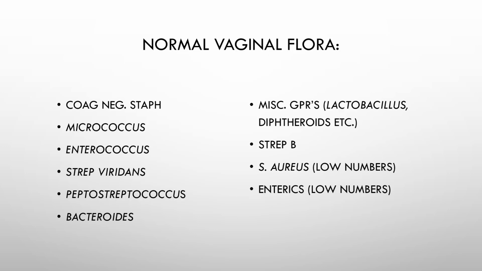Normal vaginal flora organisms would include coag-negative staphylococcus, micrococcus, and a few enterococcus. You don't want pure enterococcus, that could be a problem. Streptococcus viridans, an anaerobe known as Peptostreptococcus, Bacteroides, which is also an anaerobe, miscellaneous gram-positive rods like Lactobacillus and diphtheroids, Streptococcus group B, and again, that's normal flora for a female. However, if mom is pregnant and she gives birth to a baby with strep B, that can be a real problem. Staphylococcus aureus in low numbers and enterics in low numbers. That's all normal vaginal flora.